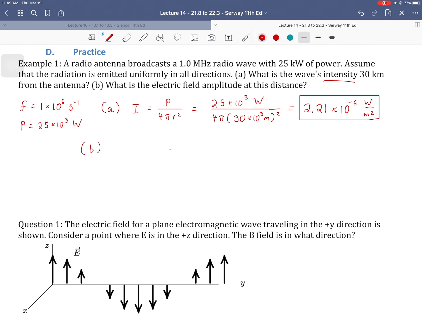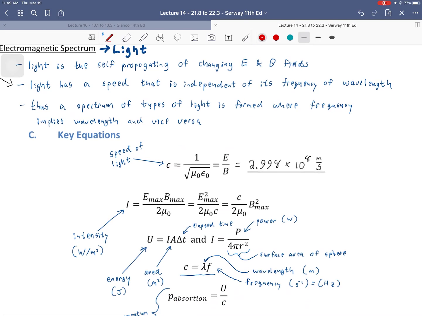So in part B, we're asked for the electric field amplitude at this distance. So we're going to use an expression that's going to relate intensity that we solved for in part A to electric field. So let's flip back and look at our formulas.